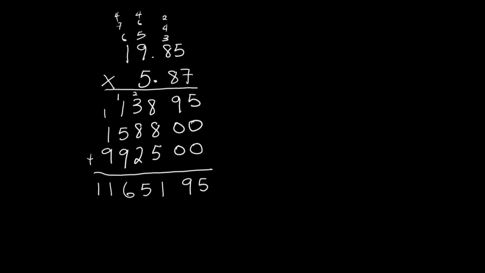Now, to add our decimal point, we need to find out how many numbers are behind our decimal point up here. And so we have 1, 2, 3, 4, which means in our final answer, we should have 4 numbers behind our decimal point. So 1, 2, 3, 4. And so our decimal point will be right here. And so our final answer will be 116.5195.